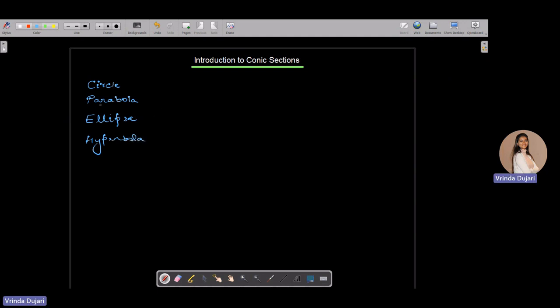Now, the thing is, these four figures are called conic sections. But why? Why are they called conic sections? Why not square sections? Why not quadrilateral sections? Why are they called conic sections? So to explain that, first we will see the shapes of these four figures. I'm going to try to draw the shapes.